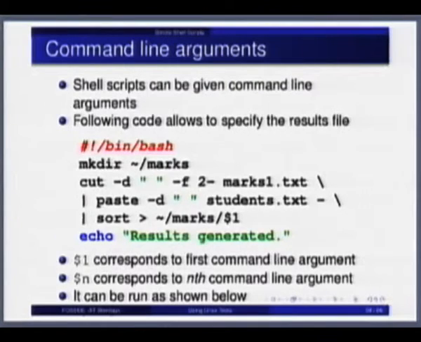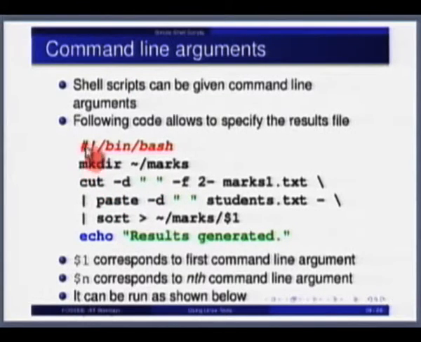Command line arguments. As I said, the required information for our simple shell script had to be in students.txt, and you might want different file names to be specified. You don't want to copy that into students.txt each time. You want to keep different files. So how do we do that?